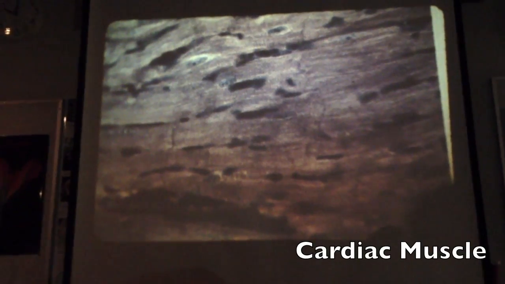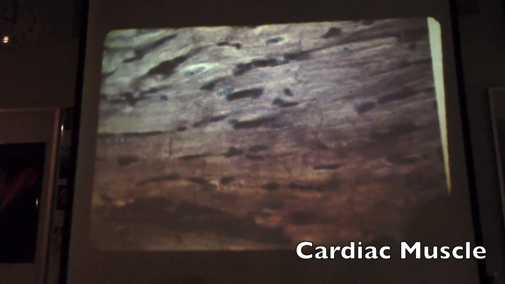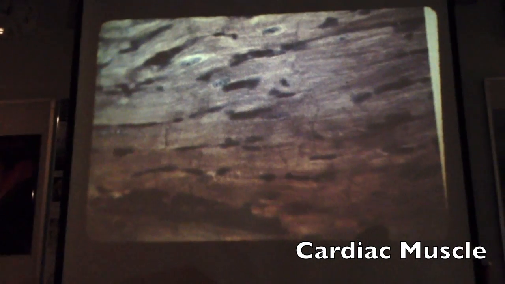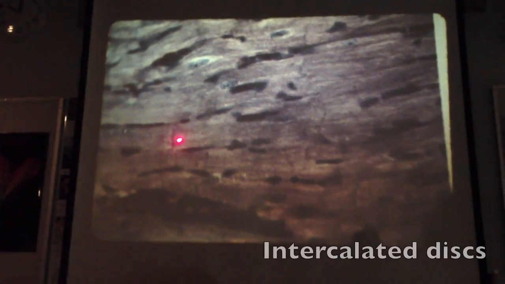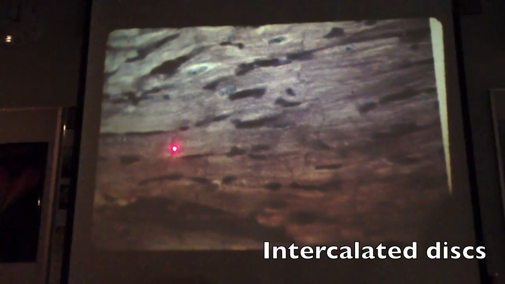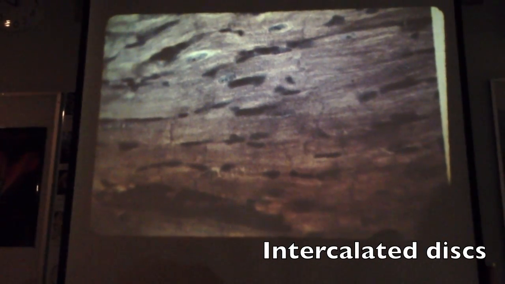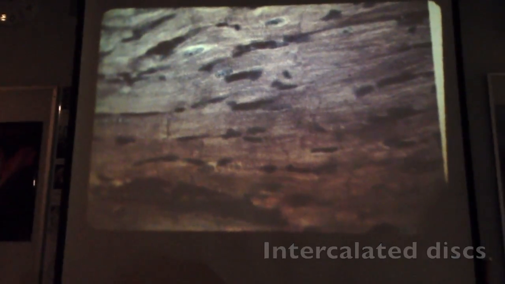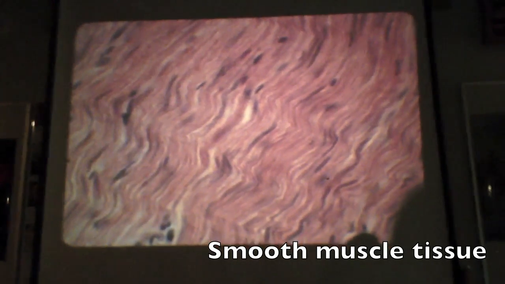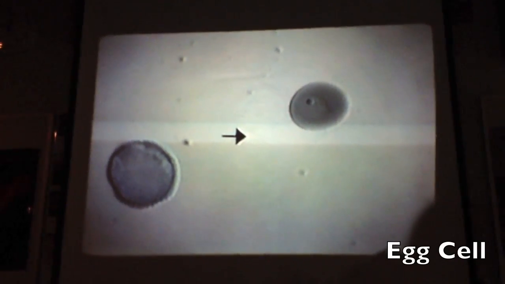Yep. What kind of muscle tissue is that? These little dashed lines. Cardiac. Cardiac muscle. What are those little dashed lines called? Intercalated discs. Smooth muscle. Okay, what's this?